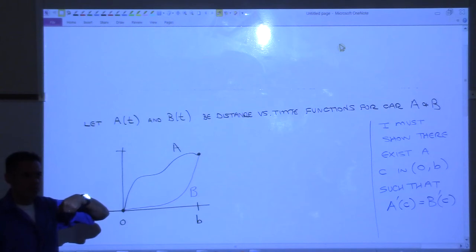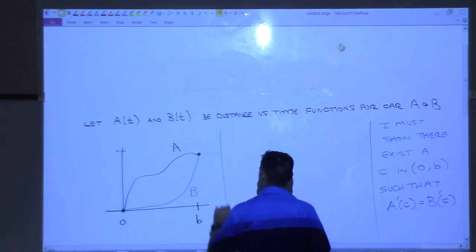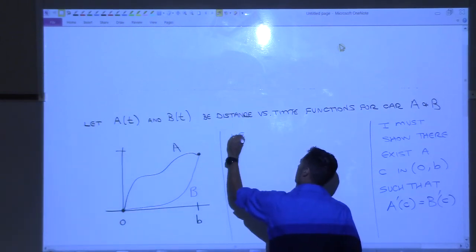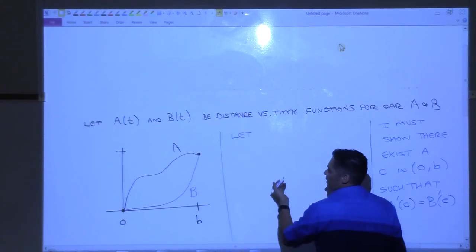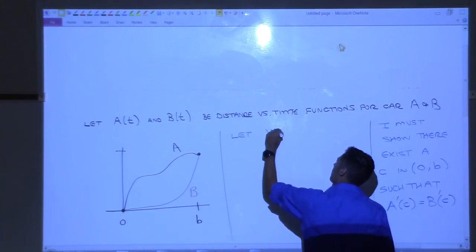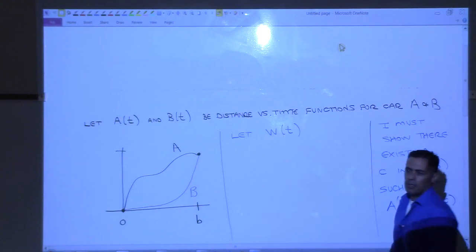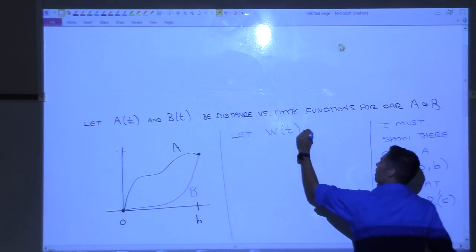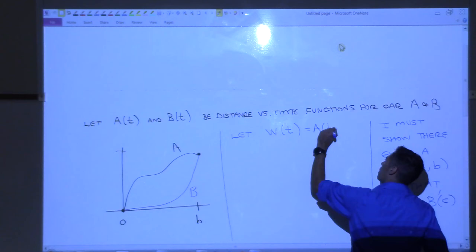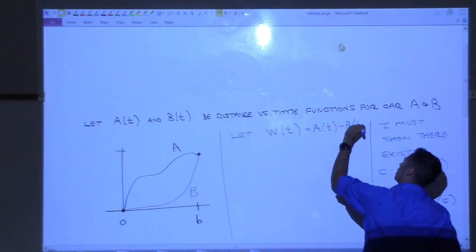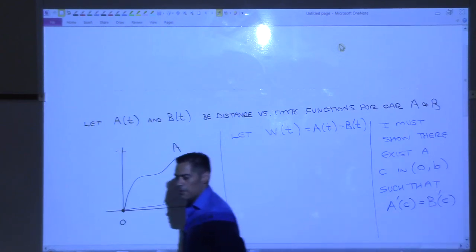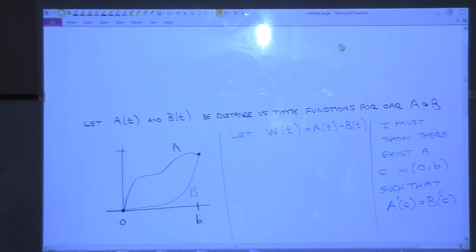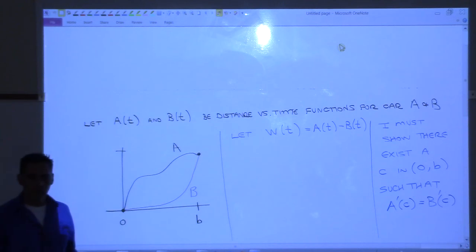All right? So here's my new function. I don't know what to call it. I'm going to call it W. W of t. All right? Let W of t be equal to A of t minus B of t. So what is that function doing? It's measuring the distance between the cars, between car A and car B. Right? That's a new function.